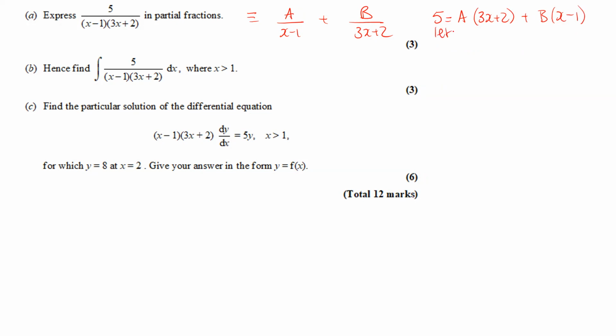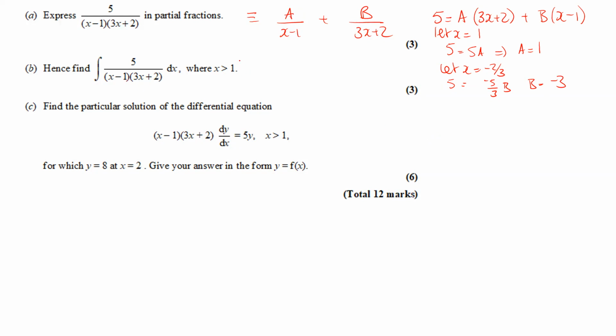And then we just let x equal various things. I would just let it equal the easier one first. If x is equal to 1, you'll get 5 is equal to 5A, which tells us that A is equal to 1. Let x equal what will unravel for that second bracket, minus 2/3. So 5 is equal to minus 5 over 3 B. So that tells us that B is minus 3. So it should be okay to find that.